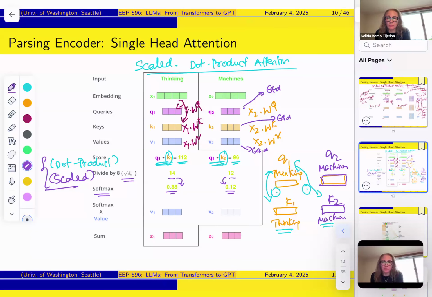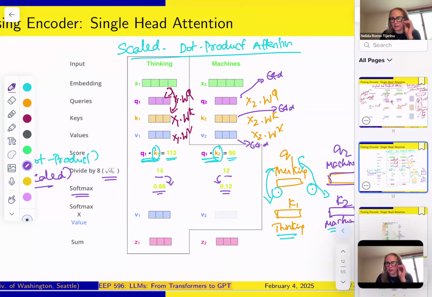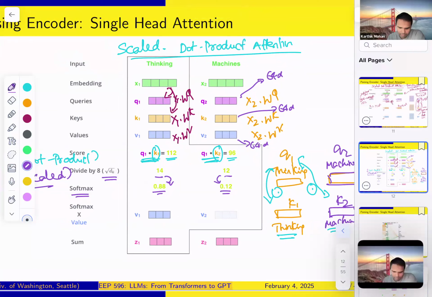Professor, one question. This scaling is also helping to avoid very small numbers, because if we have a very big dot product number, and then when we scale, we are preventing very small values. Yeah, that's right. Yep. Right. That's right.